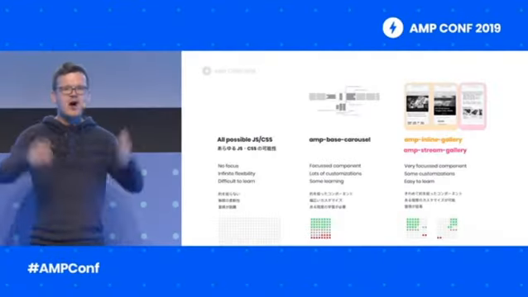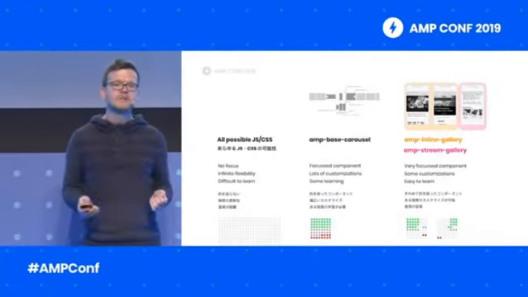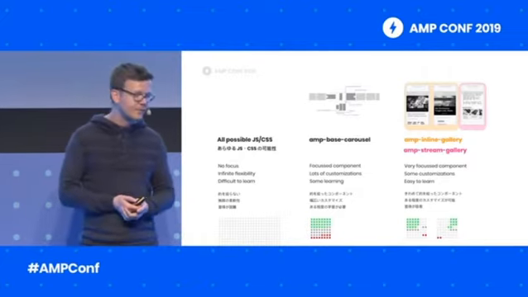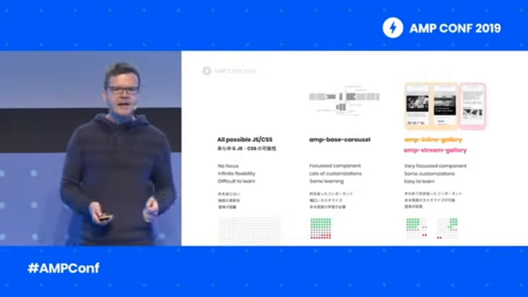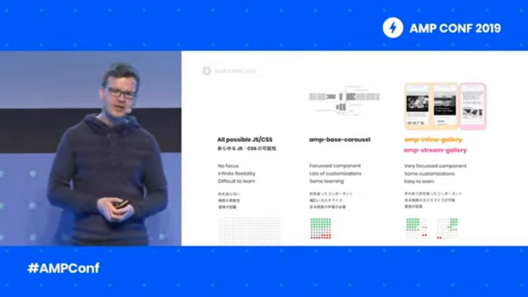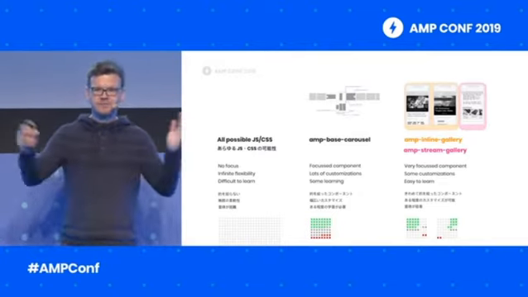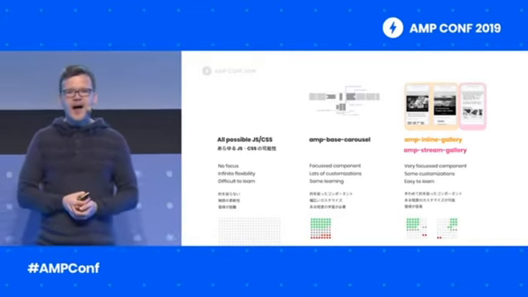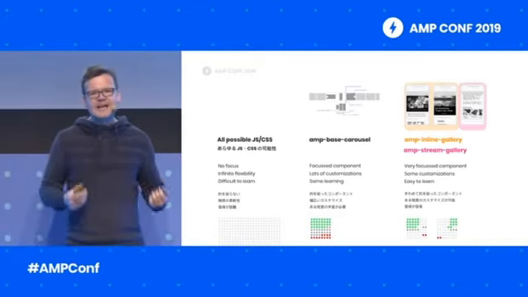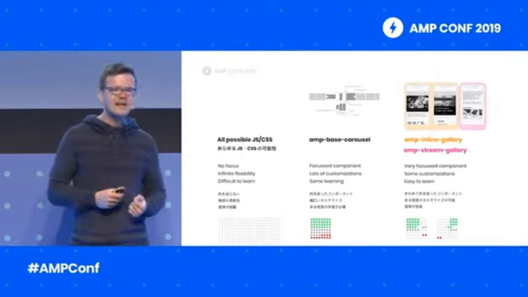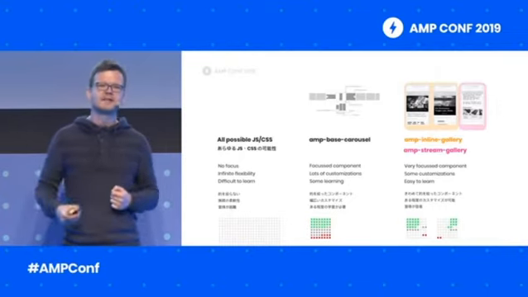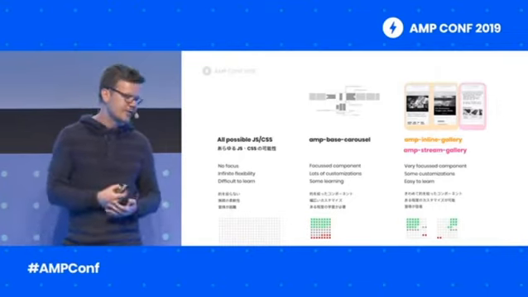We talked about all possible JavaScript, and now with AMP Script, this is much more possible than it ever was before. In contrast to the two components that I've mentioned, all possible JavaScript has no focus. You can make pretty much literally anything. It's got infinite flexibility, but it takes a really long time to make those things. It's very difficult to learn and to develop and to debug.